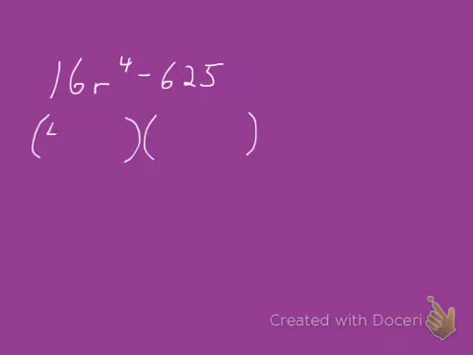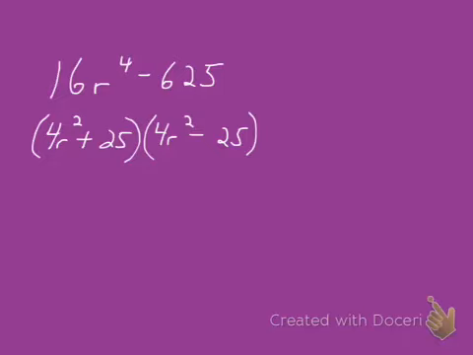Okay, let's look at one more. Look at 16r to the 4th minus 625. Okay, I know 16 is a perfect square. I also know 625 is a perfect square. 25 times 25 will give you 625. So, let's do it like we did the others. 4r squared and 4r squared. And like I said, 25 and 25, plus and minus, so the middle term will completely disappear.